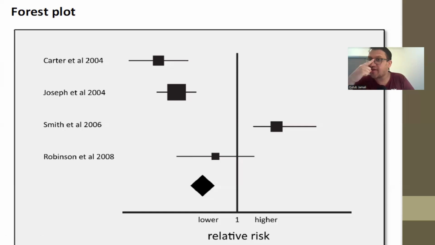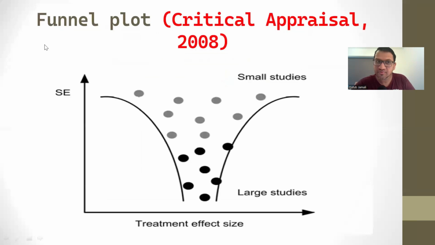However, I mentioned earlier that statistical significance doesn't mean that it is clinically significant. And that is where the funnel plot comes into the picture. If you look at the funnel plot, treatment effect size here, what that means is towards the end of the funnel, you will see studies with a larger sample size. So those are large studies. When you move towards the upper end of the funnel, which is broader, there you will see the smaller studies.